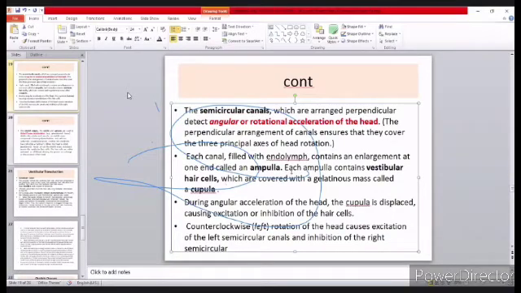So in each of these canals, you have what we call the endolymph, and this gelatinous endolymph, we call it the cupula. It's just modified endolymph, but the composition is the same. The only difference is that one is a gel, another one is free flowing fluid. So for example, when you're moving in angular acceleration of the head, the cupula is displaced, causing excitation or inhibition of the hair cells.